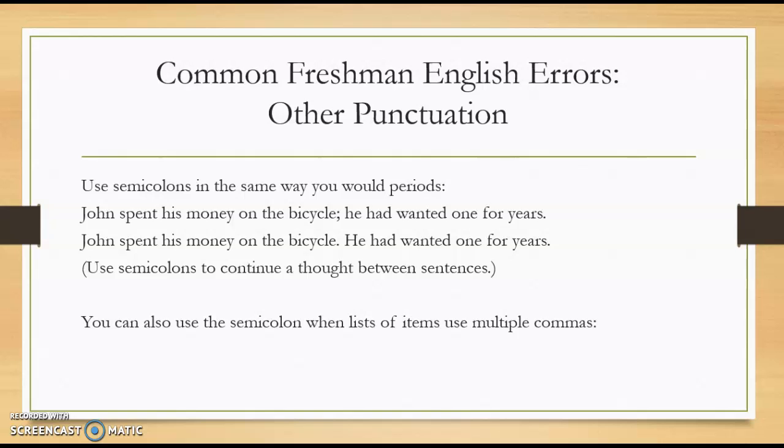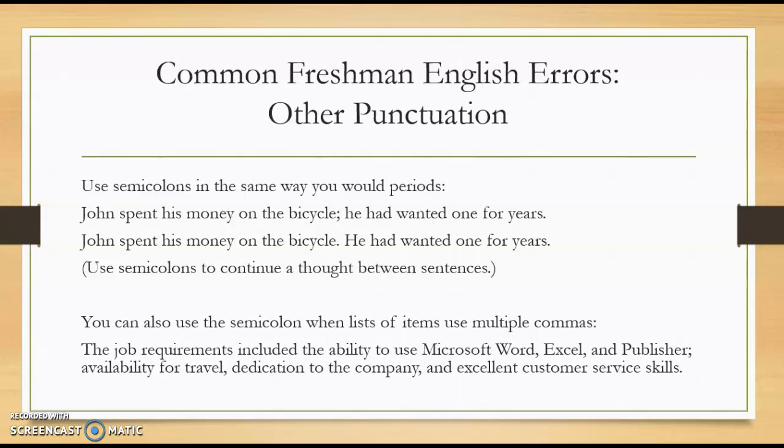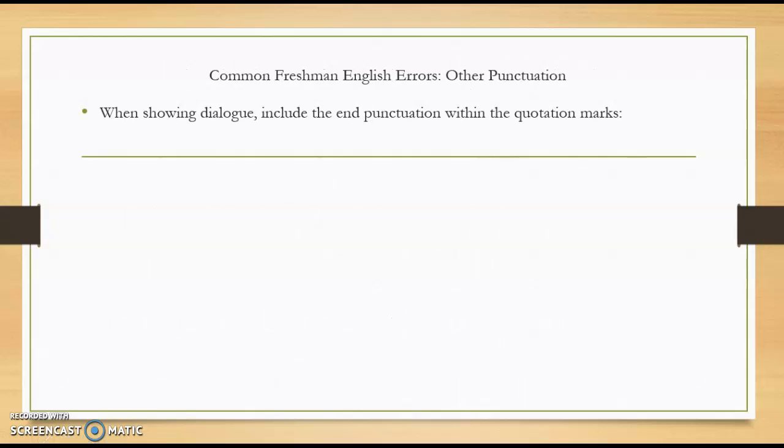The other time we use them, which is not going to be very common for you all, I don't think, is when we have multiple commas happening. And here's an example of that. The job requirements included the ability to use Microsoft Word, Excel, and Publisher; availability for travel; dedication to the company; and excellent customer service skills. So because we had these extra commas here, we were able to use a semicolon, and it's acting like a comma at that point.